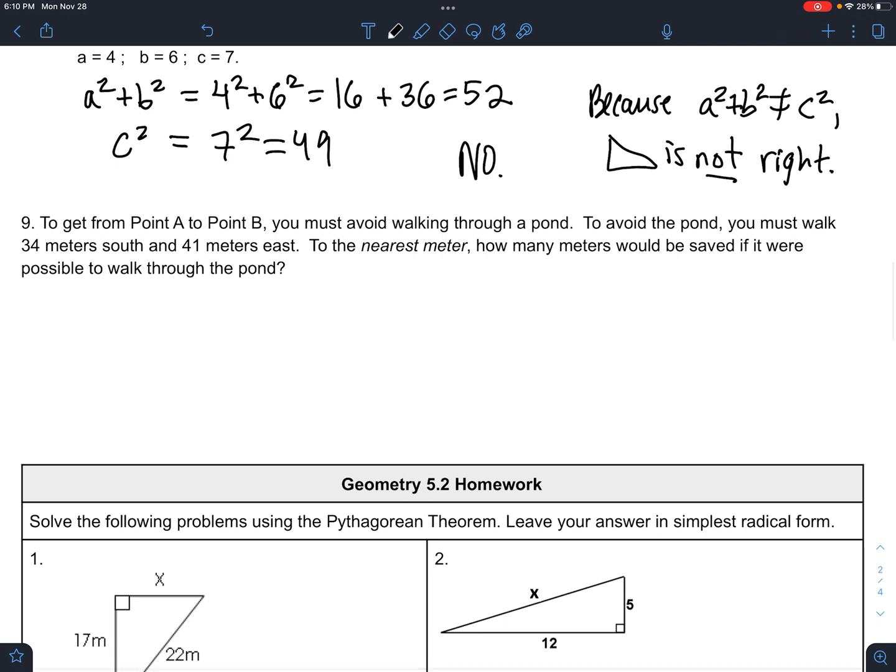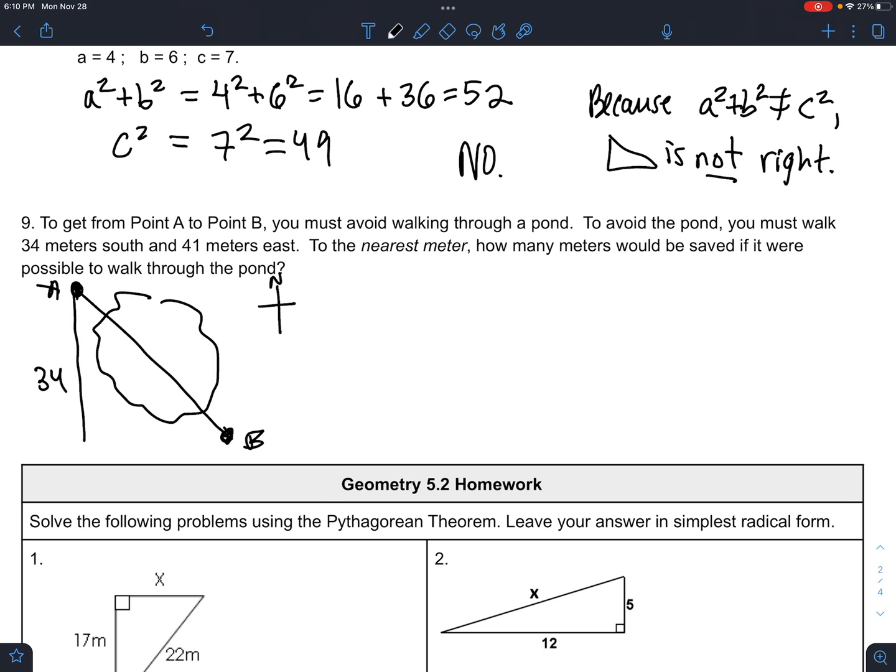Anyhow. And then I like this word problem here, and then we'll do a few distance questions. So we have a big pond, and we got point A and point B. Okay. So to get from A to B, you're going to have to walk right through that pond, which is not advisable. So instead, you're going to walk 34. So here's north, east, south, west. Never eat soggy waffles or whatever you're trying to do. However you remember that as a kid. And this is 41 meters east.